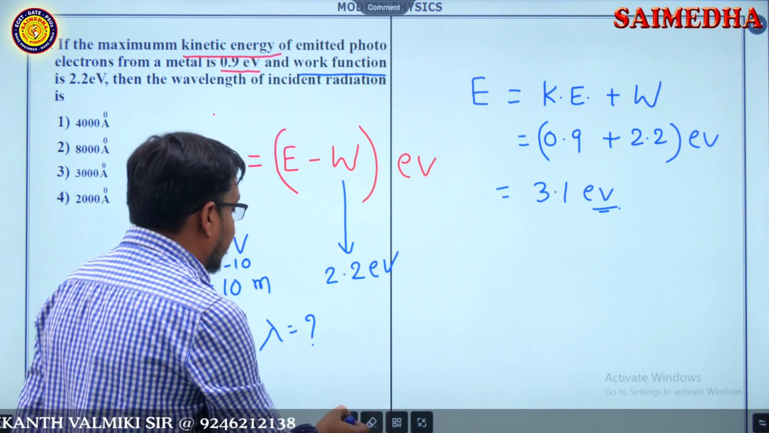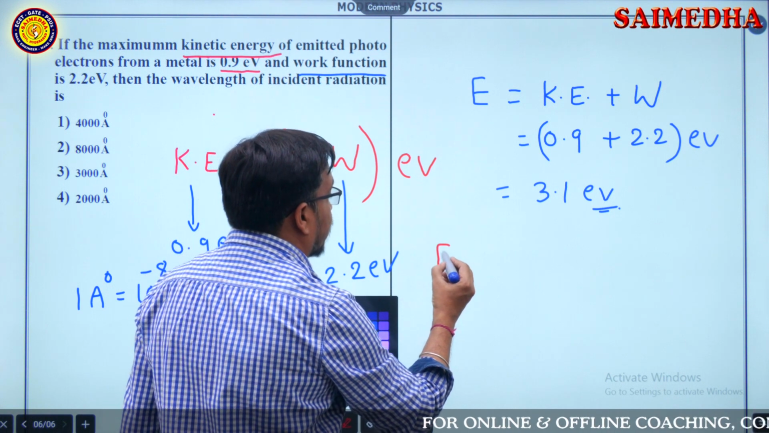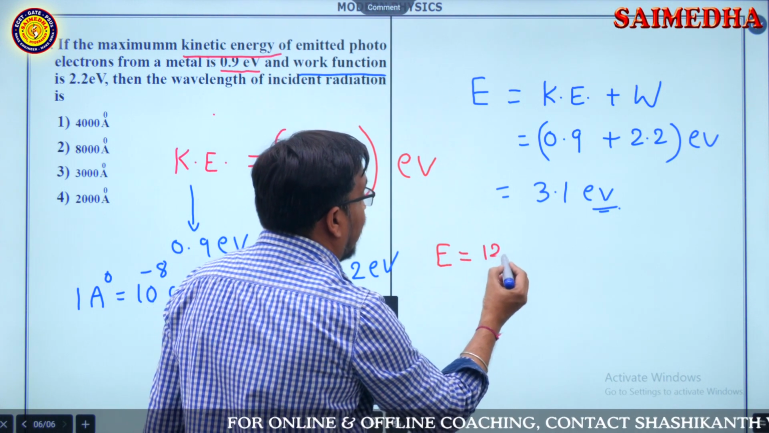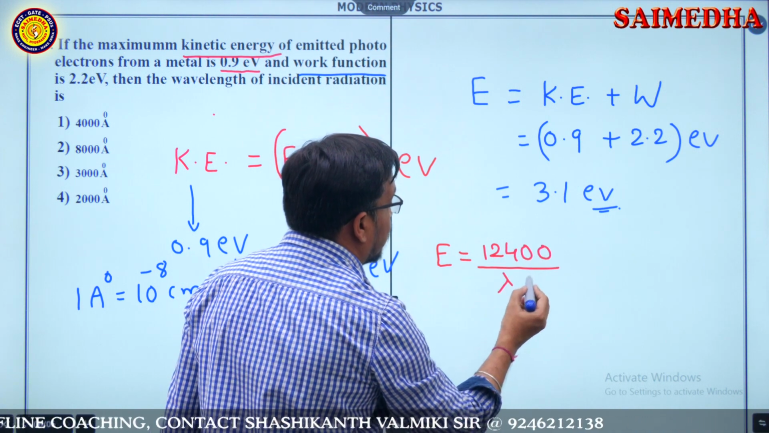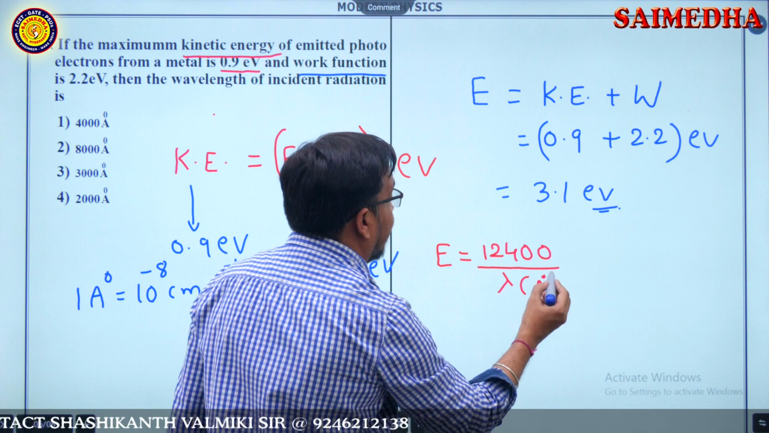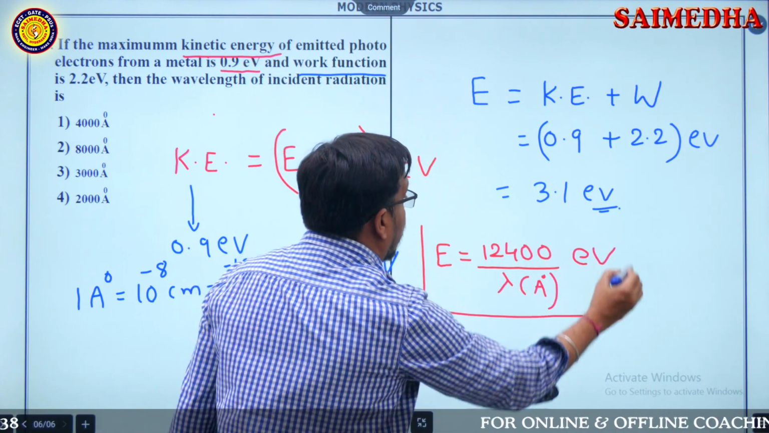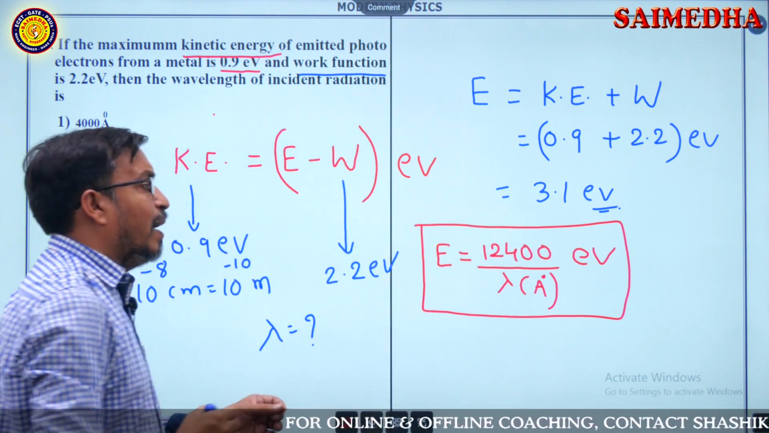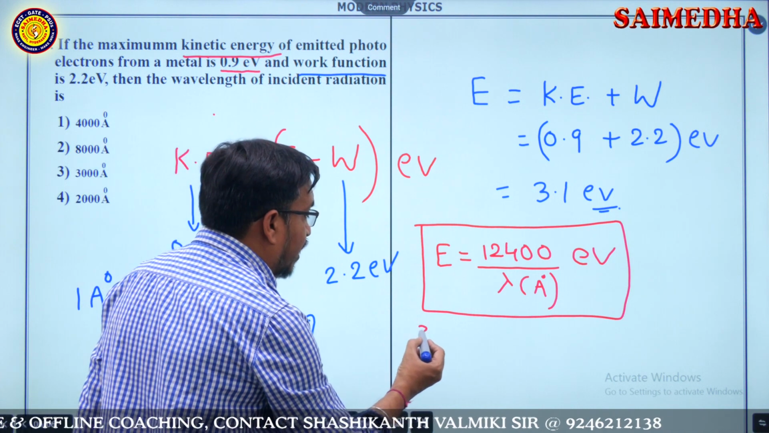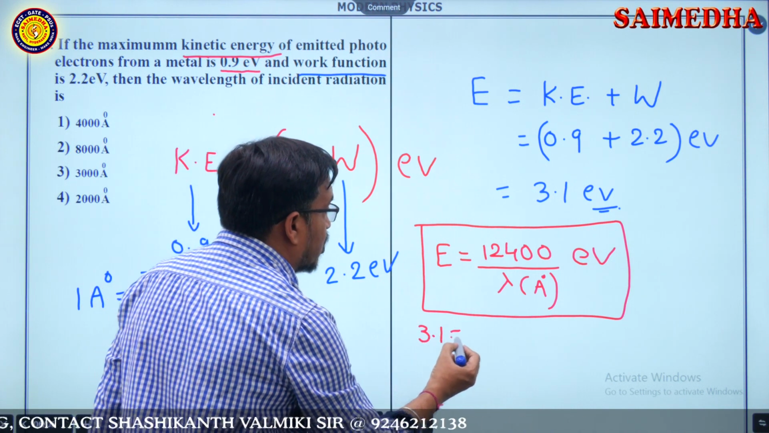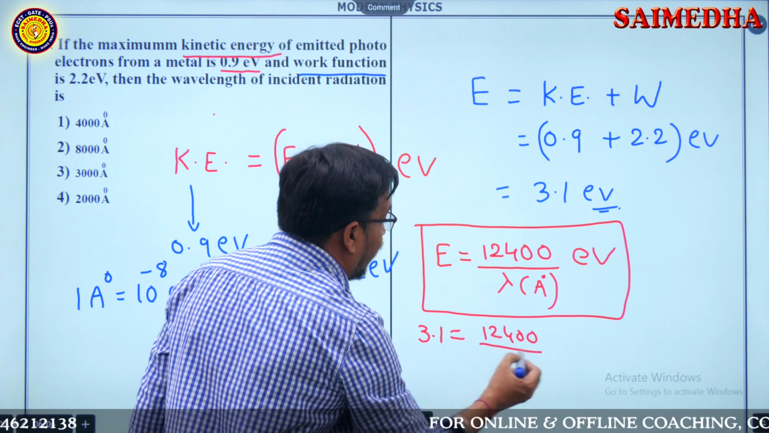Here I am writing the formula, that is E equals 12,400 by lambda, where lambda units are angstroms and energy units are electron volts. Energy is equal to 12,400 by lambda. Now energy is given as 3.1, so I am writing 3.1 equals 12,400 by lambda, because we are finding lambda.